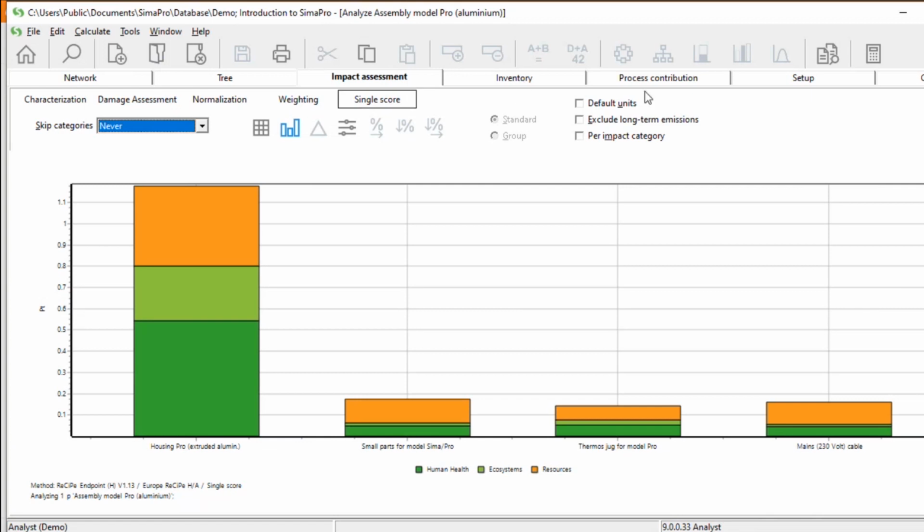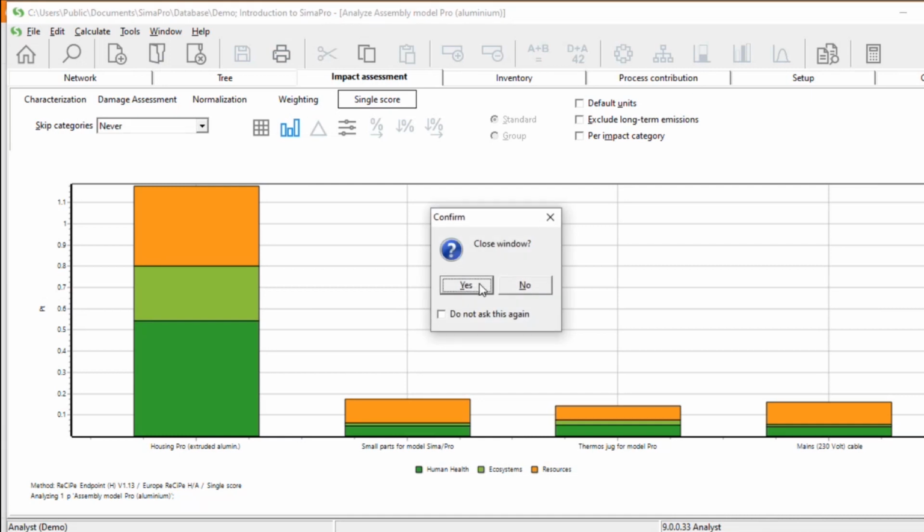I'm not going through all these details here, like inventory and process contribution. These are already discussed in my previous tutorials. This is all about the assembly model of the aluminum one. So let's close this one.